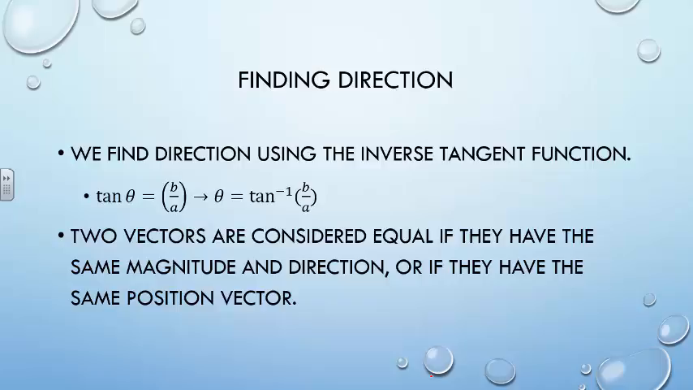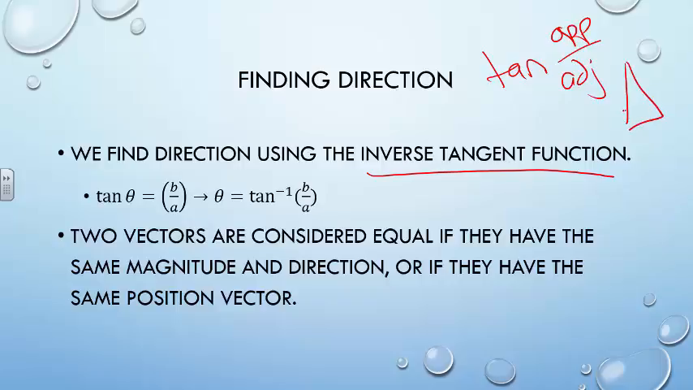And to find the direction of a vector, we use the inverse tangent function. So we have the tangent of some angle theta equals b over a, which implies that the angle theta equals the inverse tangent of b over a. And again, remembering here that our tangent is our opposite over adjacent. When we're working with a right triangle, we have our hypotenuse. If this is our angle theta, over here is opposite, and here is adjacent.